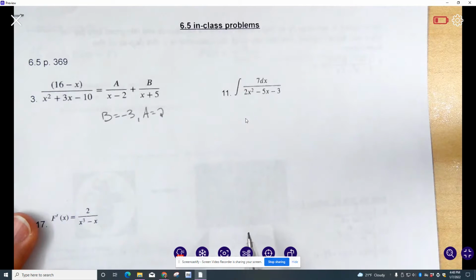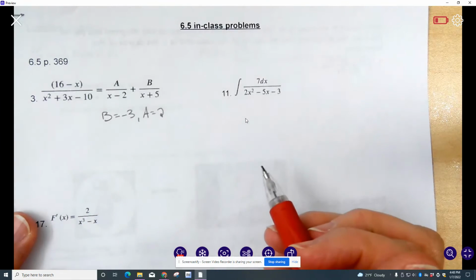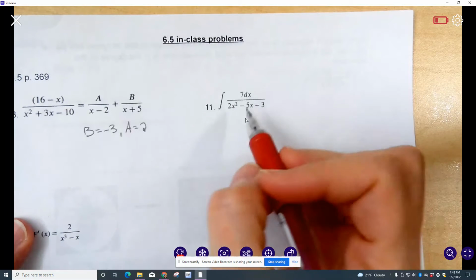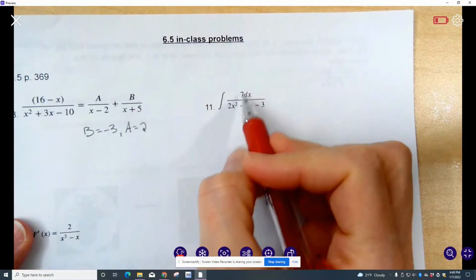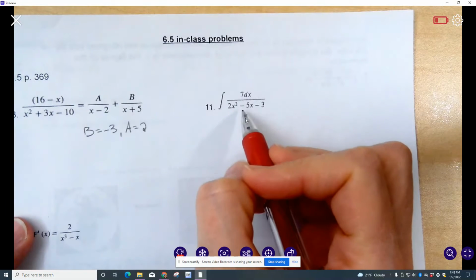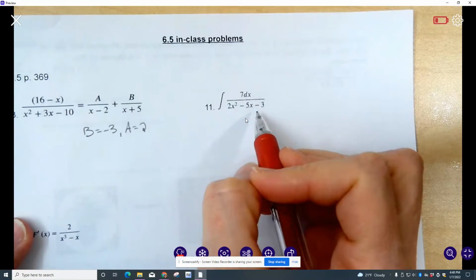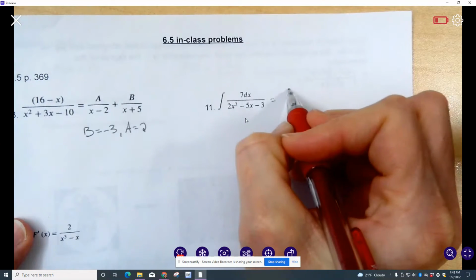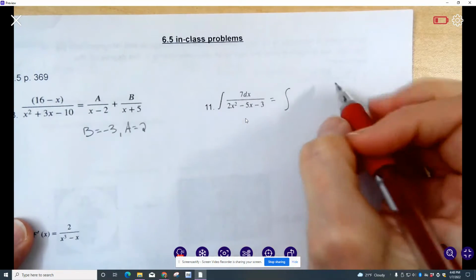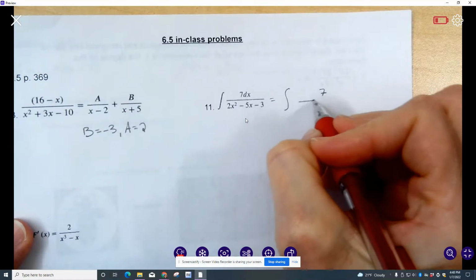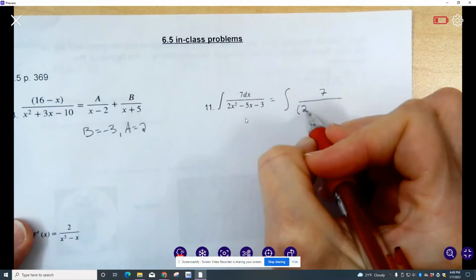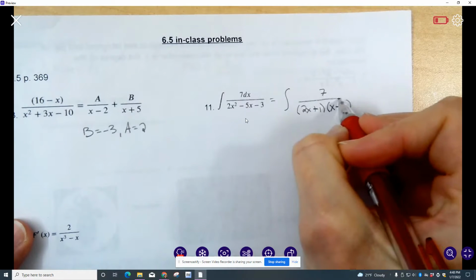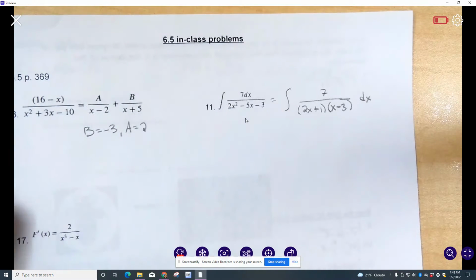So again, this method is partial fractions, and that's your last integration method that you need to learn. And you're going to recognize them because they're going to be fractions or rational functions like this, and they are probably going to be where the denominator can be factored. So if you factor the denominator on this, I'm going to keep the 7 on the top. And my denominator factors into 2x plus 1 times x minus 3. And I'm going to put the dx out there.